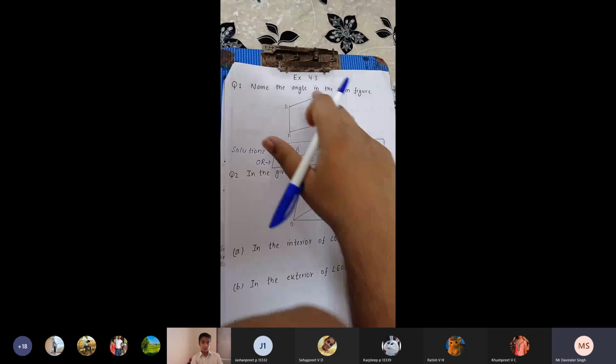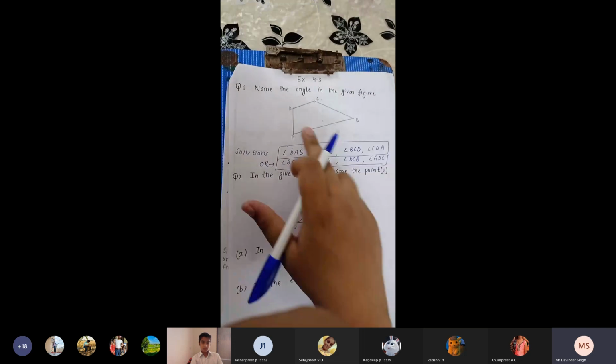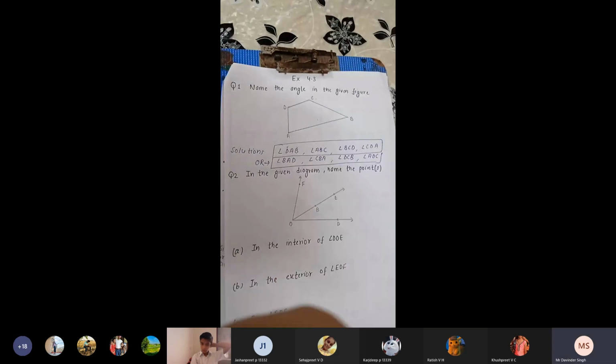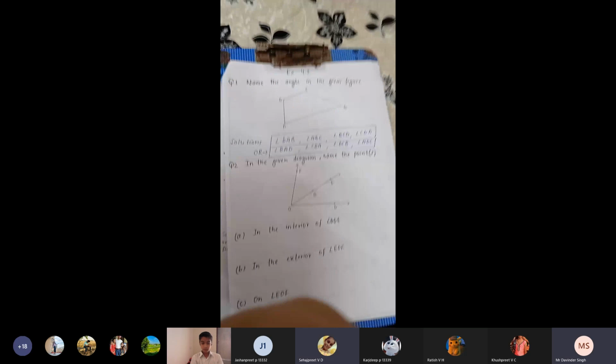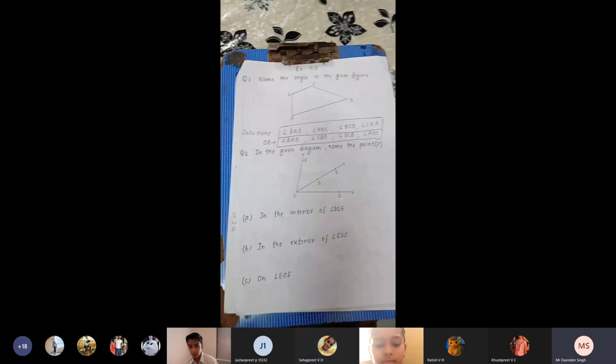Sir, is it exam clear? No, beta, you have to write the 4 angles. However you wish, you have to write 4 angles, that will be correct. I am just showing you the way to write. It's your wish how you have to write. You just need to write the 4 angles here. Okay, sir. So this was the question number 1.